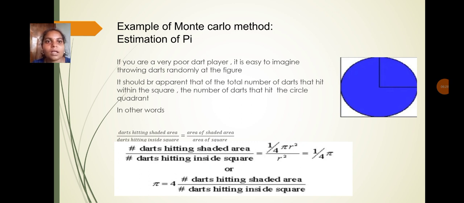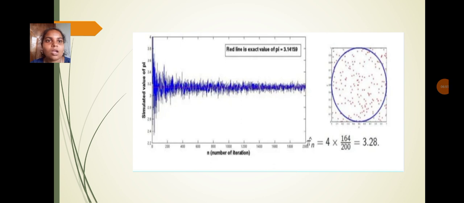In other words, darts hitting the shaded area divided by darts hitting inside the square equals the area of the shaded area divided by the area of the square, that should be 1 by 4 pi r square divided by r square, equal to 1 by 4 pi. After estimating, pi is equal to 4 into 164 divided by 200. The value of pi will be 3.28.